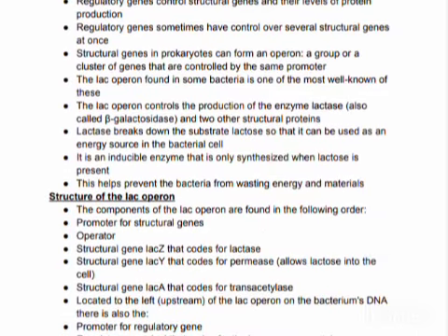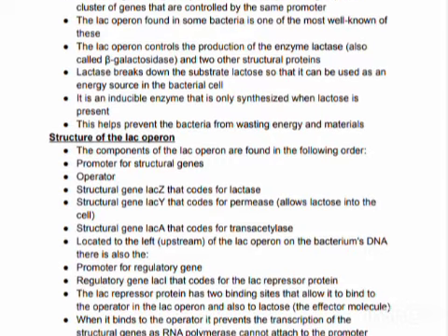Gene control is important so that energy is not wasted when it's not required. For example, if the substrate is not present, then the enzyme wouldn't be required. A very good example of this is the lac operon. An operon is basically a cluster of genes that work together.